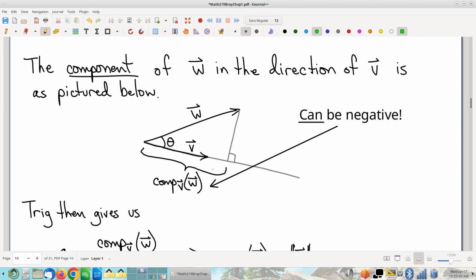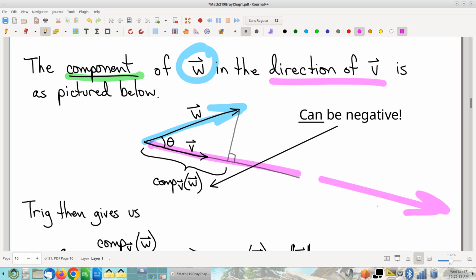Okay, next quick idea I want to talk about, the idea of a component. Now, I suspect you might not have seen this in a linear algebra class. Maybe you did, I don't know, but you might not have. So the idea of a component is that if you have a vector W, that W has a magnitude, it's pointing a certain amount in a certain direction, but it is also pointing in some sense, to some extent, in this direction, the direction indicated by some vector V. Like so.